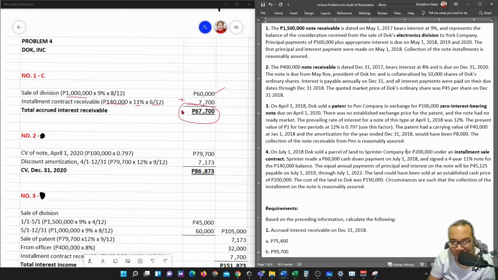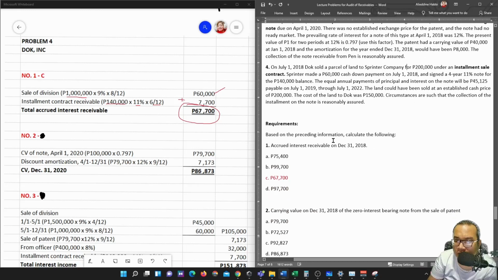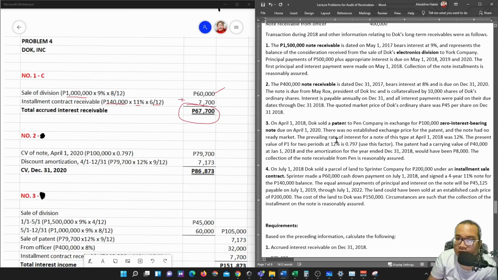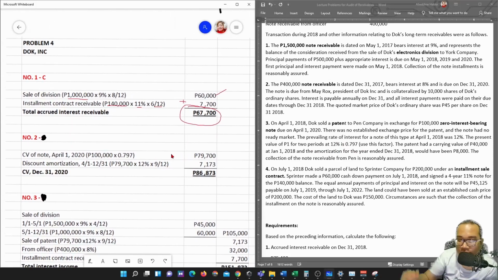So, in this case, ano yung tanong? Carrying value on the zero interest from the sale of the patent. So, kailan nabenta yung ano? December 31. 100,000 pesos yung ano. Then, buti given na yung factor. The present value of P1 for the 2 periods, 12%. So, multiply mo na lang. 100,000, ito na yung carrying value niya, yung discounted amount niya.